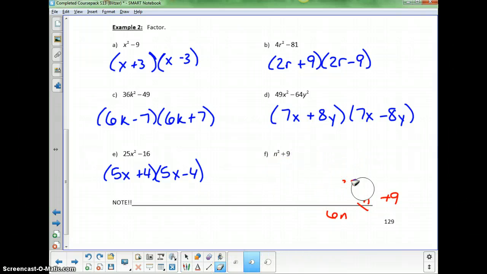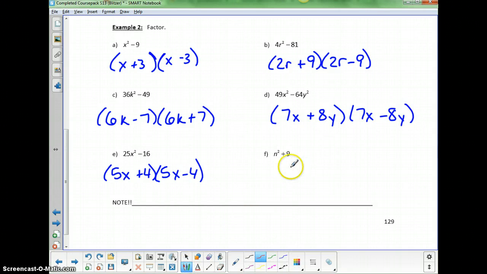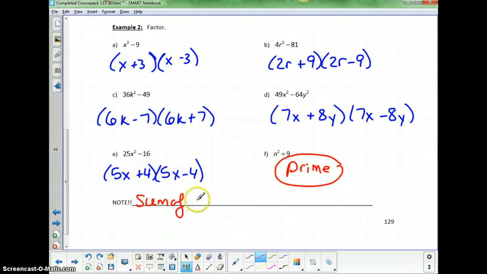What other ways can I make 9? 3 and 3, 9 and 1, but that'll add to 10, or subtract to 8. Doesn't work. This one's prime. Okay. The difference of squares will factor. The sum of squares is always prime.